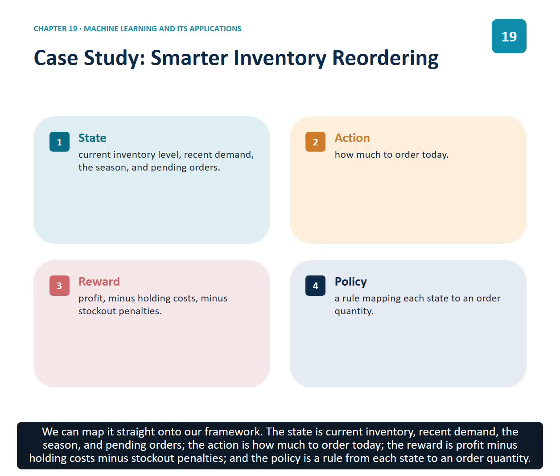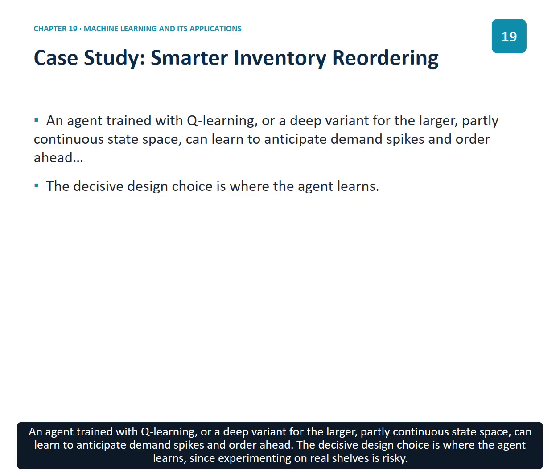We can map it straight onto our framework. The state is current inventory, recent demand, the season, and pending orders. The action is how much to order today. The reward is profit minus holding costs minus stockout penalties. And the policy is a rule from each state to an order quantity. An agent trained with Q learning, or a deep variant for the larger, partly continuous state space, can learn to anticipate demand spikes and order ahead. The decisive design choice is where the agent learns, since experimenting on real shelves is risky.